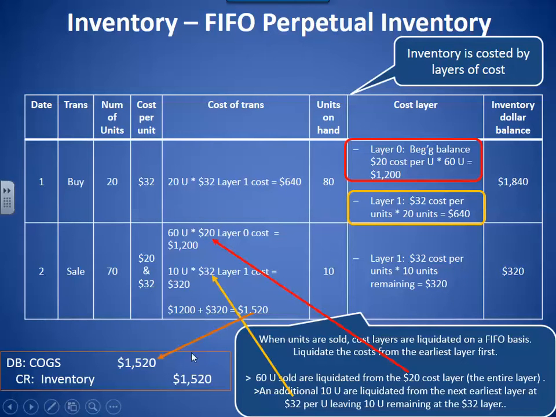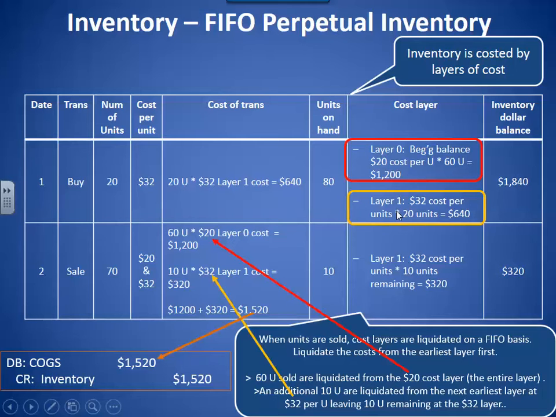So what we see here is the cost of our transaction. We liquidated layer 0 at $1,200, and we liquidated part of layer 1 for $320. We add those two layers together, and those add up to $1,520. So we debit cost of goods sold for $1,520, and we credit inventory for $1,520.